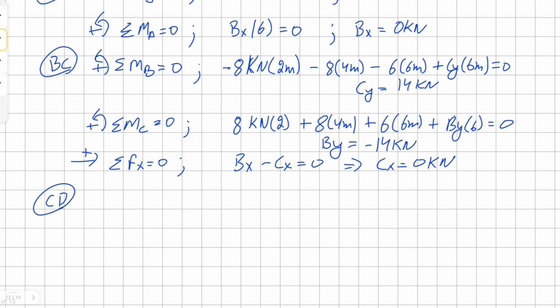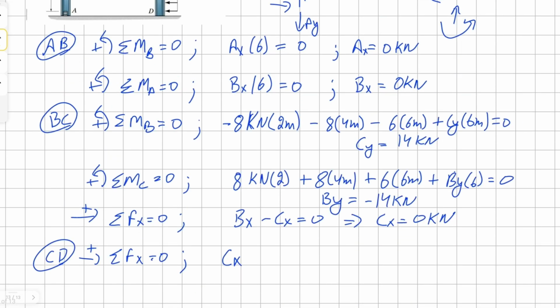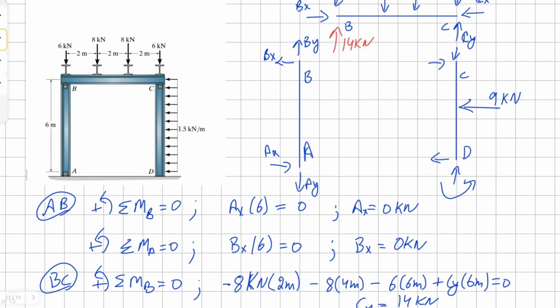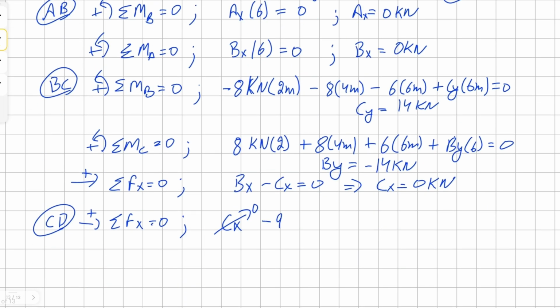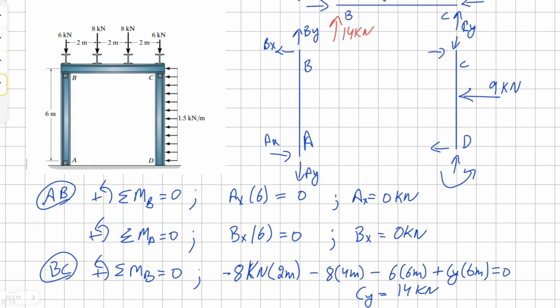Now let's take the sum of forces in the x direction. For member CD, we know our Cx is going to be 0, and it's also positive, and then we have negative 9 kilonewton from our point load, negative Dx equals 0. Solving for Dx, we get negative 9 kilonewton. So now we can either have negative 9 kilonewton or switch the vector and have it as 9 kilonewton. Either way is correct.